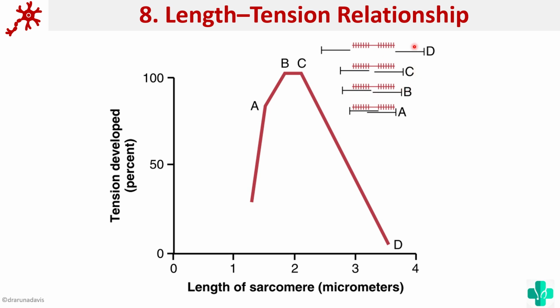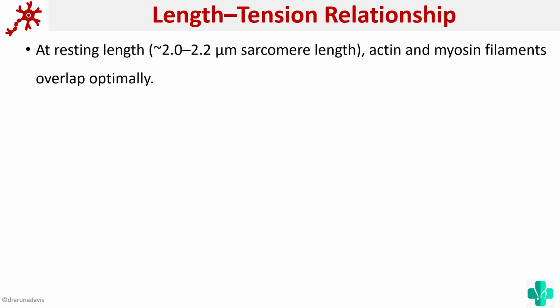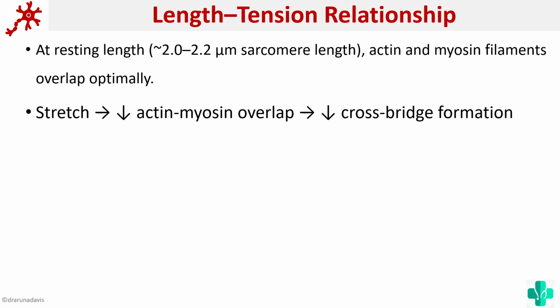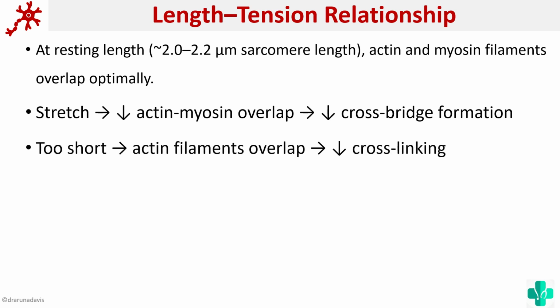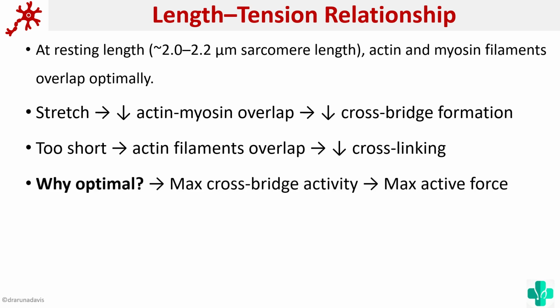In D, the sarcomere length is too much and there are actually no cross linkages at all. In that case, the tension cannot be developed properly. So that is why we say the maximum tension is developed when the length of the sarcomere is optimal. So at resting length, that is around 2 to 2.5, actin and myosin filaments overlap optimally. If there is stretch, there is decreased overlap and decreased cross-bridge formation. Too short means the actin filaments overlap, so again there is decreased cross-linking. When it is optimal, there is maximum cross-bridge activity and maximum active force.